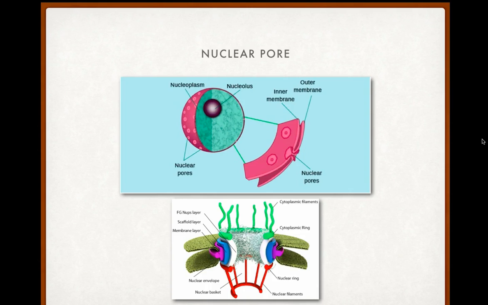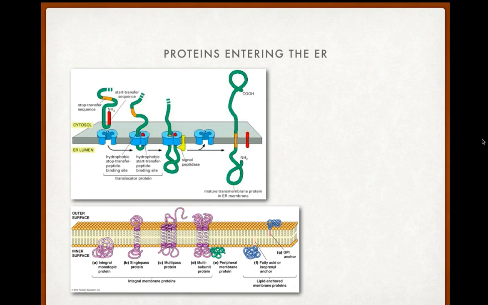To go through the pore, the proteins have to have a nuclear localization sequence, which the nuclear transport receptors will recognize. The receptors then connect with the pore fibrils and deliver what they're carrying into the nucleus.